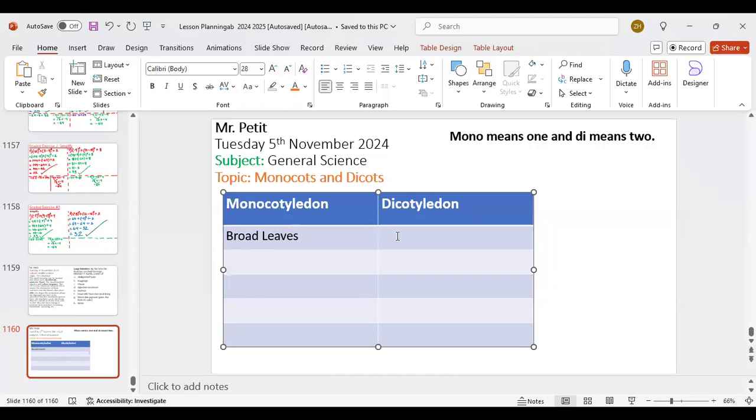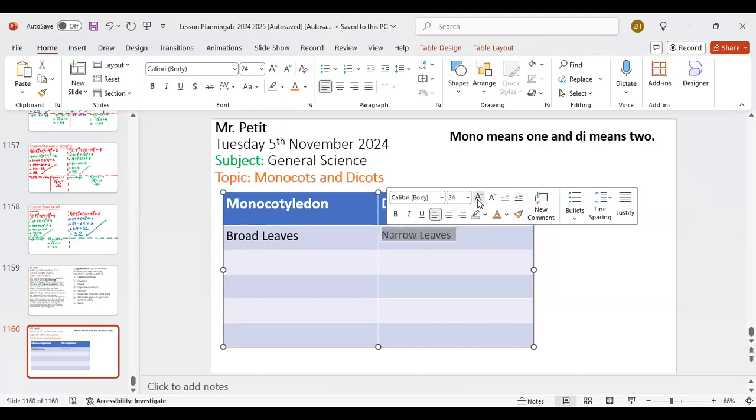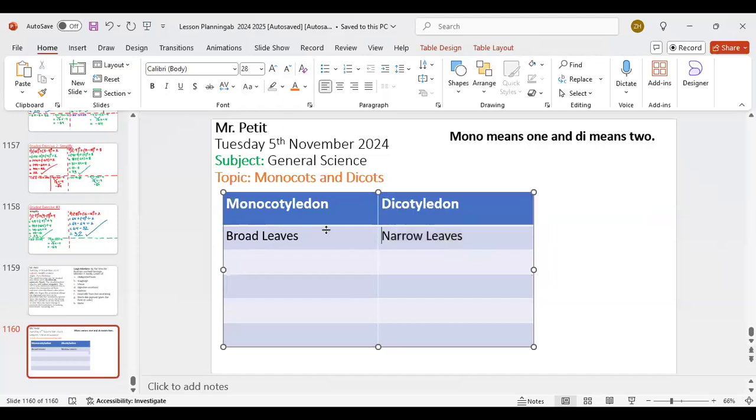Dicotyledons have what? Narrow leaves. Right? Monocotyledons have broad leaves and dicotyledons have narrow leaves. Okay.